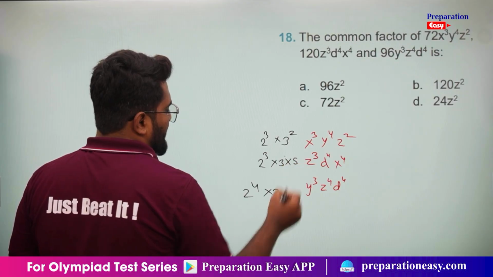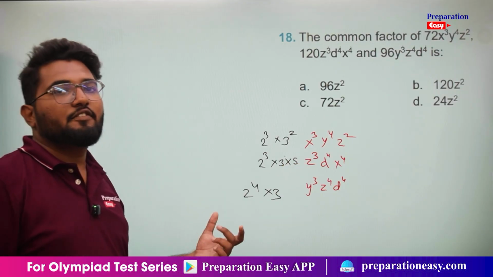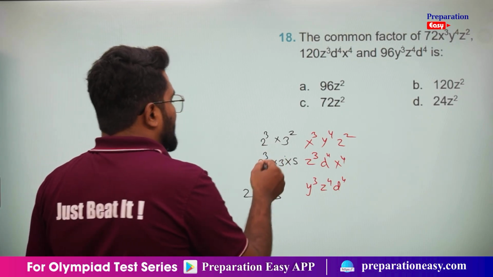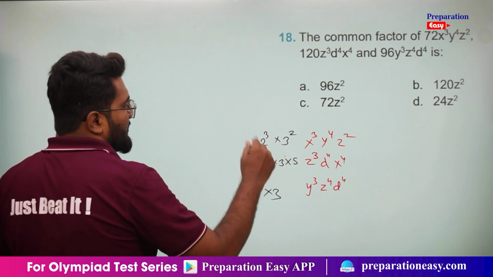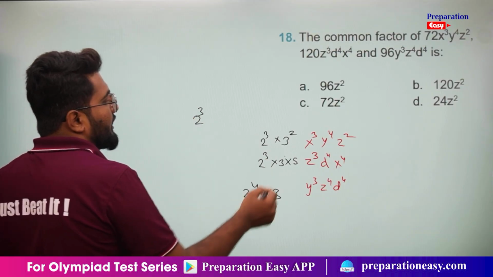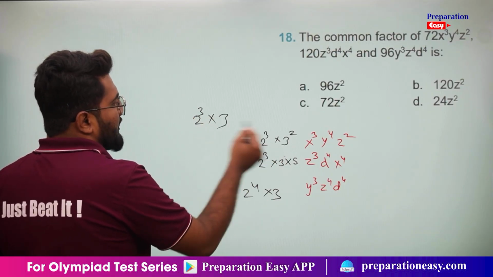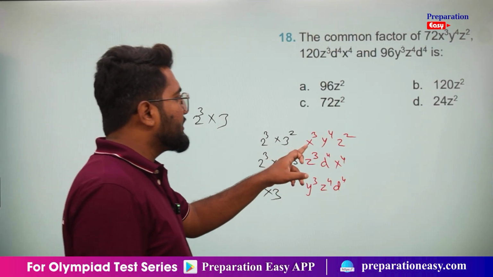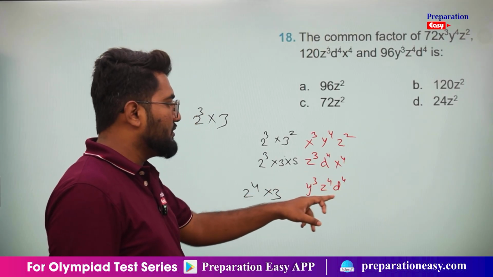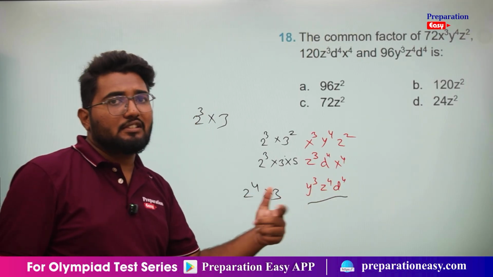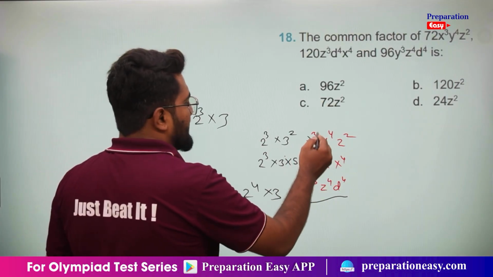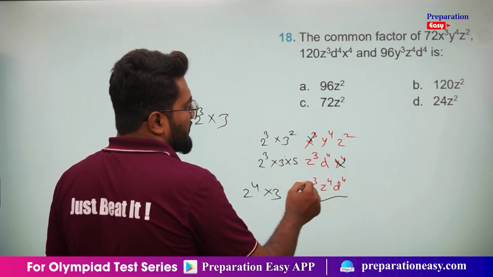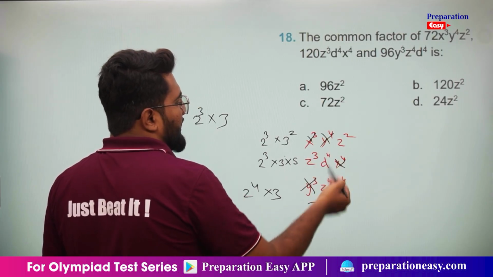So we have to find the HCF. HCF is what? Common numbers. First, 2 power 3, 2 power 3 and 2 power 4. What is the least common power? That is 2 power 3. Again 3 power 2, 3 and 3. What is common? 3 is common. Then x cube, x raised to 4, not in the third one, so we can't consider x. Then y power 4 is not in the second one, so y will also get cancelled.